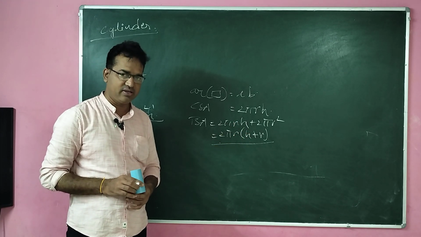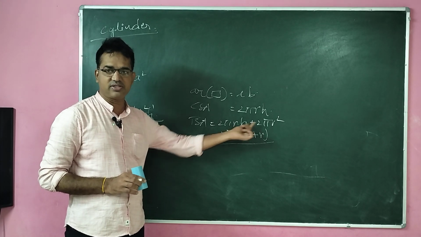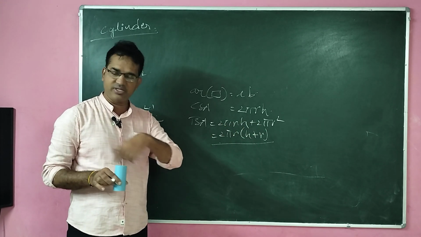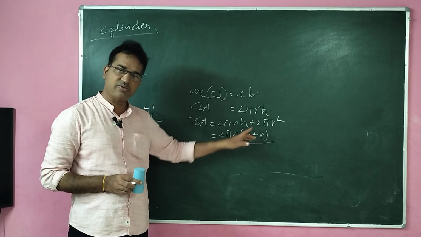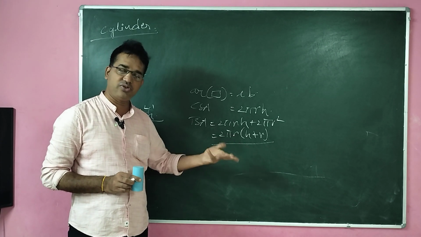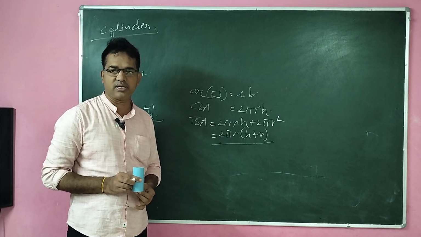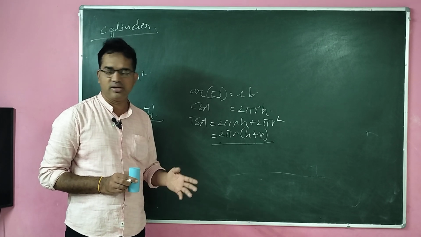Mostly you are failing because logically you can understand why we are getting these two terms: 2 pi r h the CSA, pi r square plus pi r square, 2 pi r square. If you remember this, afterwards you can take out the common factor. But if you remember the final one, you have to memorize it again, and by rote it is not good actually. Okay.